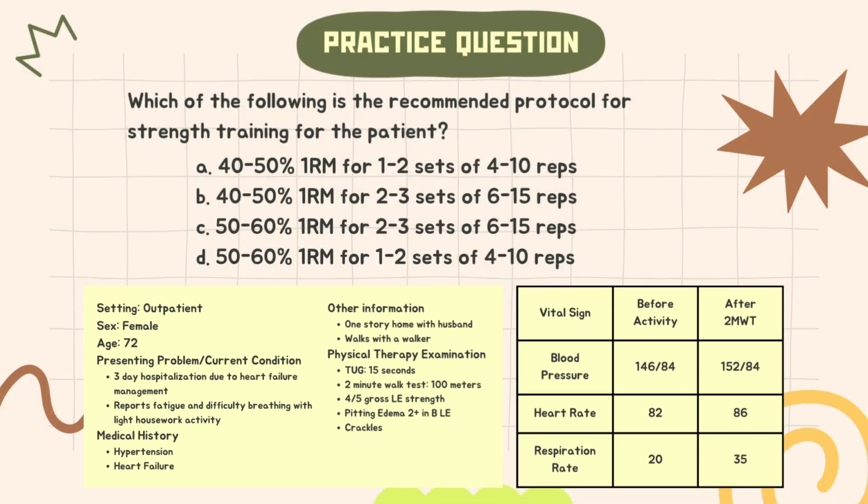Practice question number 2, which of the following is the recommended protocol for strength training for the patient? A, 40 to 50% 1 rep max for 1 to 2 sets of 4 to 10 reps. B, 40 to 50% 1 rep max for 2 to 3 sets of 6 to 15 reps. C, 50 to 60 1 rep max for 2 to 3 sets of 6 to 15 reps. D, 50 to 60 1 rep max for 1 to 2 sets of 4 to 10 reps. I'll give you a moment to answer.